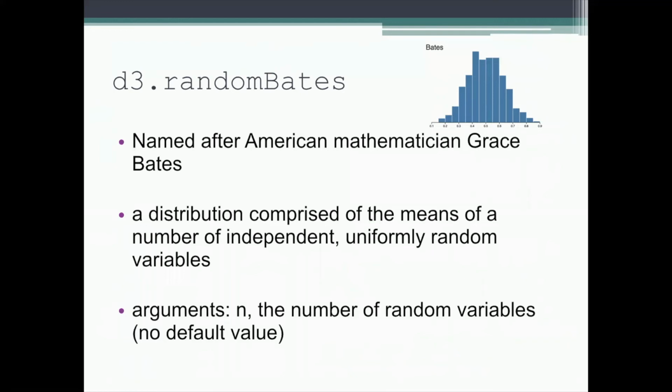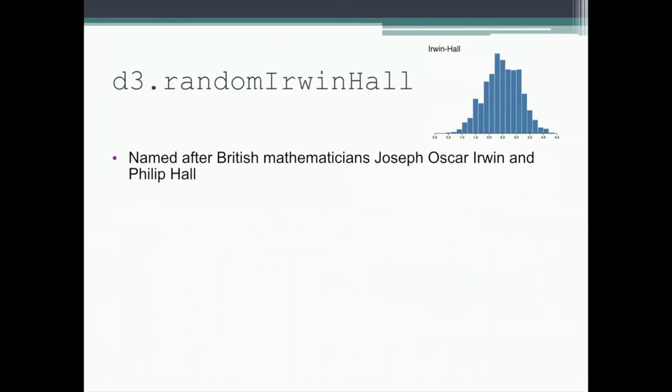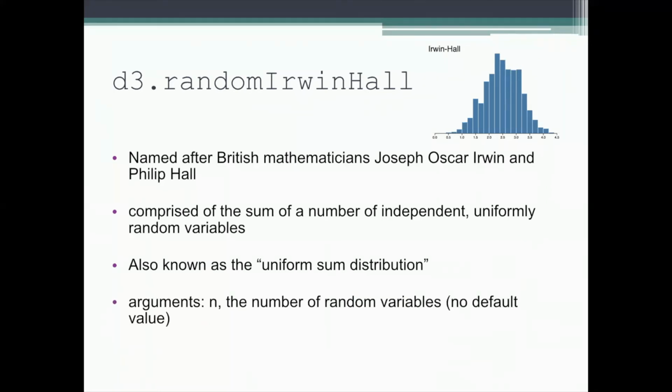And that's what you pass in as the argument here. Now, the random Irwin-Hall is similar. This one is named after these British mathematicians, Joseph Oscar Irwin and Philip Hall. It's comprised of the sum, not the mean, of a number of independent uniformly random variables. So it's also known as the uniform sum distribution. And again, it takes the same arguments and the number of random variables.